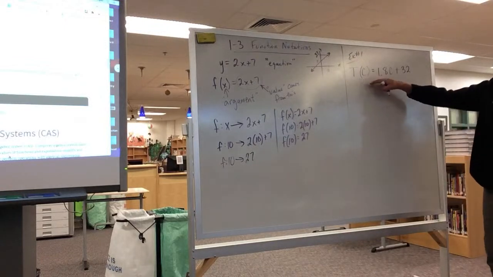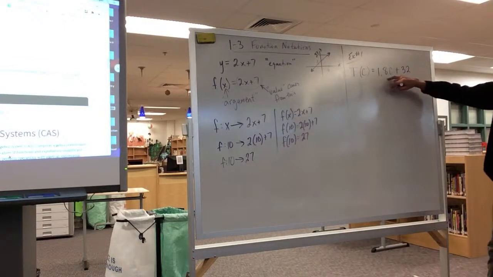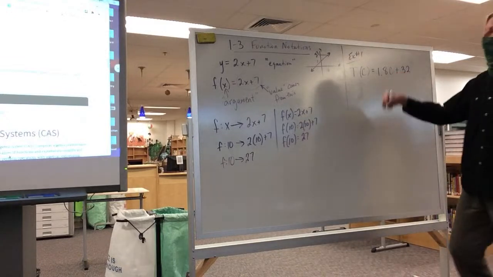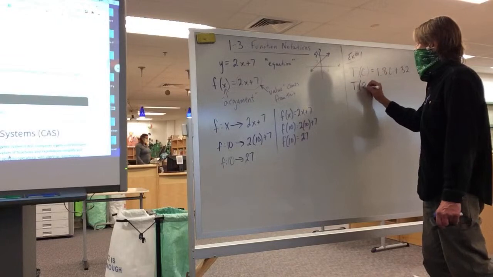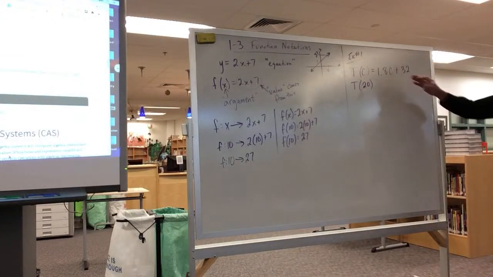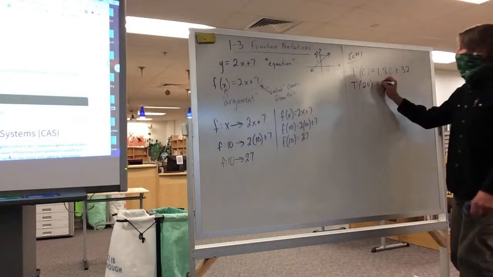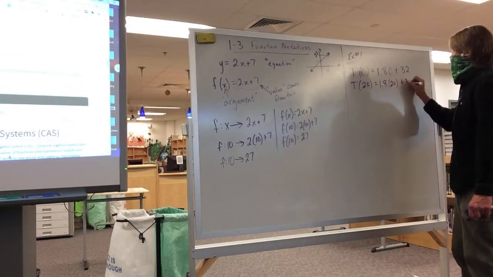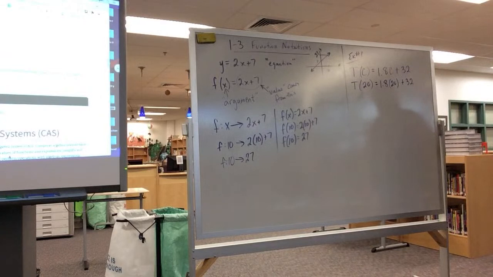So the argument is c. The value comes from 1.8 c plus 32. So if we evaluate t of 20, what we're saying is at 20 C, if we do this to it, we get such and such degrees Fahrenheit. So all we have to do is substitute, which seems really elementary and really simple, but unfortunately the problems that they give us right away in the homework are really hard to substitute into.